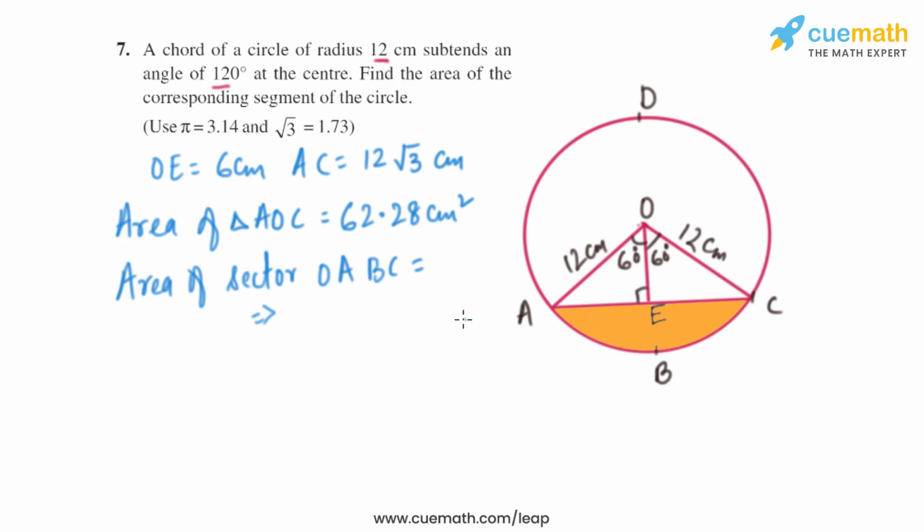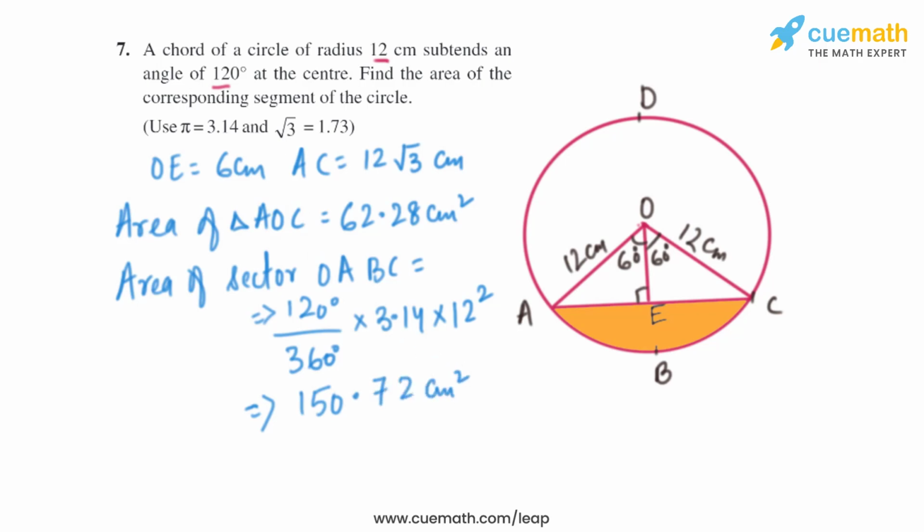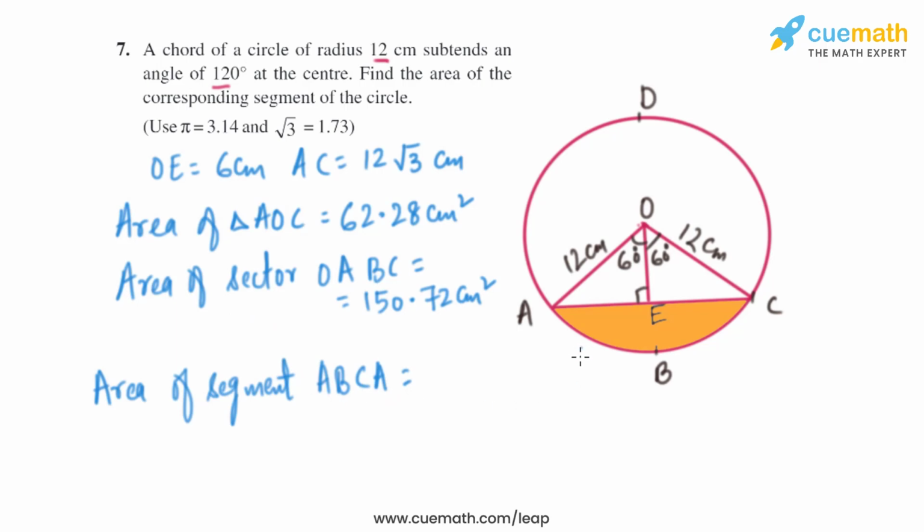Now let's find the area of sector OABC. We know the formula to find the area of sector, that is theta divided by 360 degree multiplied by pi r square. The angle is 120, given in the question. So it will be 120 degree divided by 360 degree multiplied by pi, which is 3.14, and r square, which is 12 square. On solving this, we get the area of sector as 150.72 square centimeter.